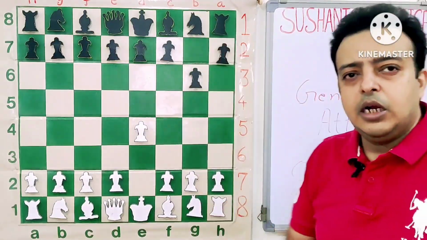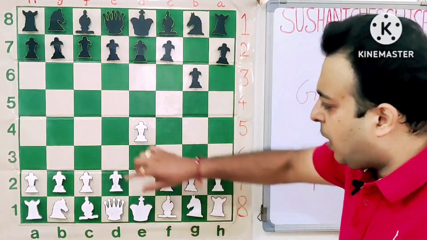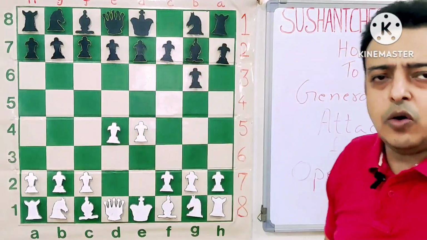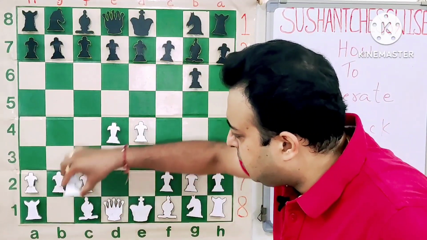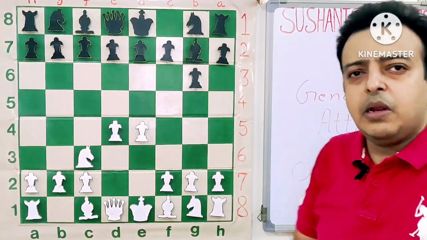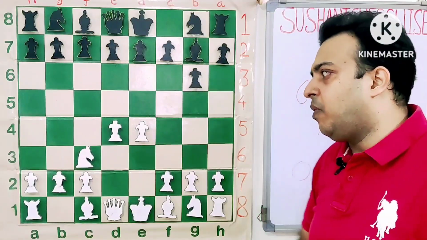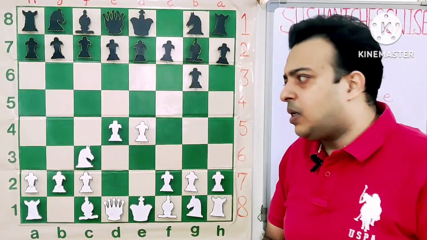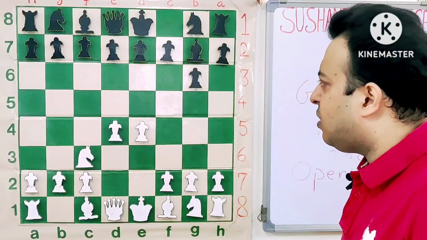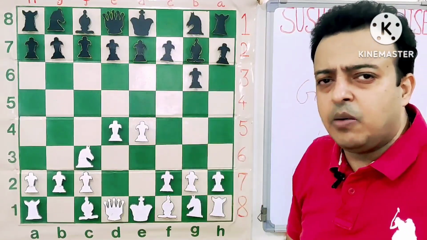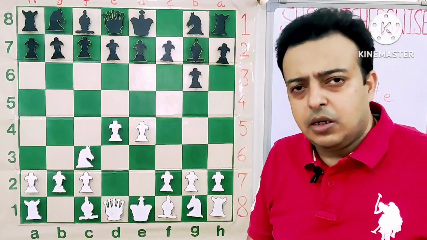E4 G6, it's a Modern Defense game. White goes D4, Bg7. Black's idea is to put pressure on the white center. White plays Nc3. One might ask, why not an Nf3? Generally the king's knight should be developed first. Very true, but white wants to use the fact that the bishop has been fianchettoed, so the squares F6 and H6 will become weak when this bishop is not present.